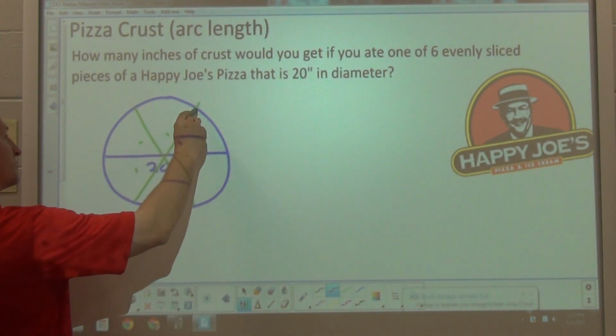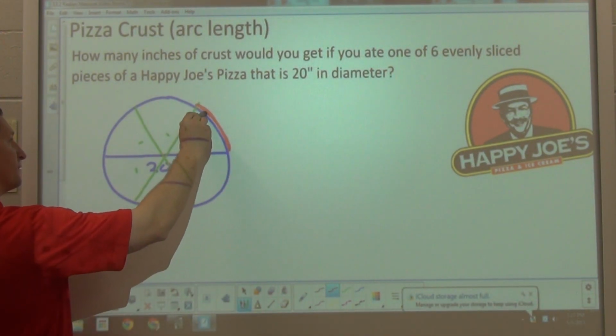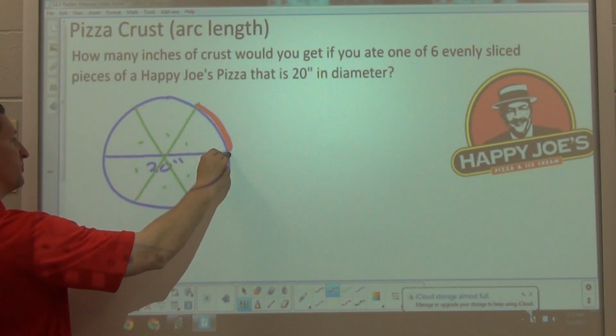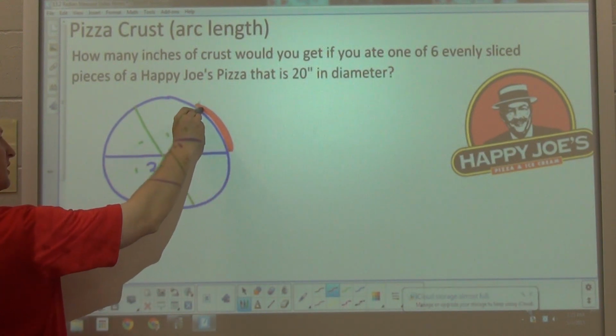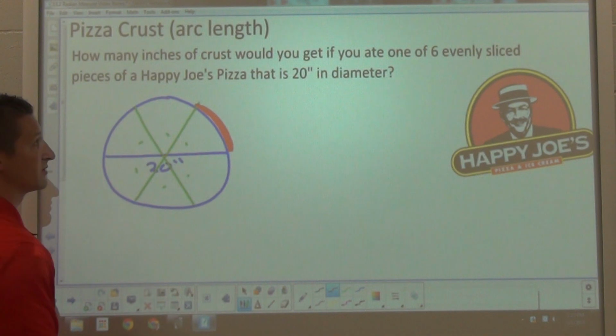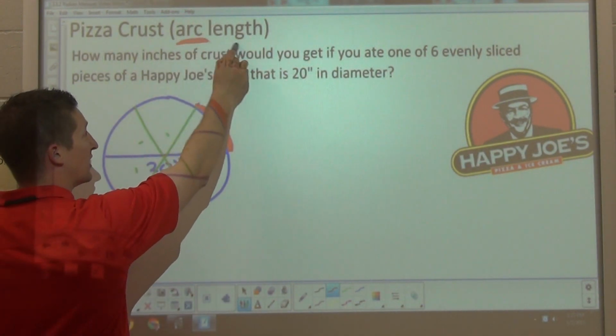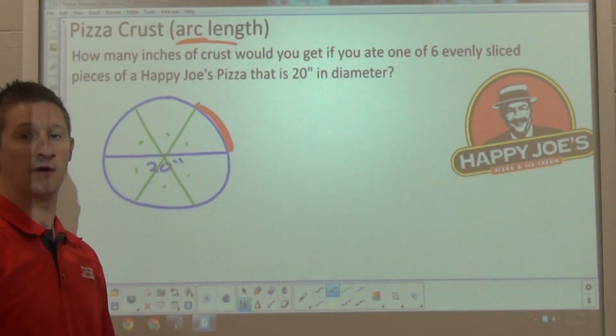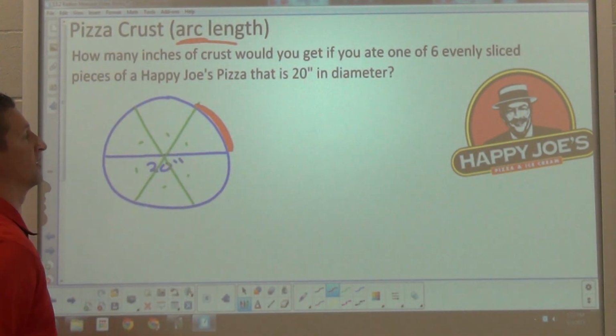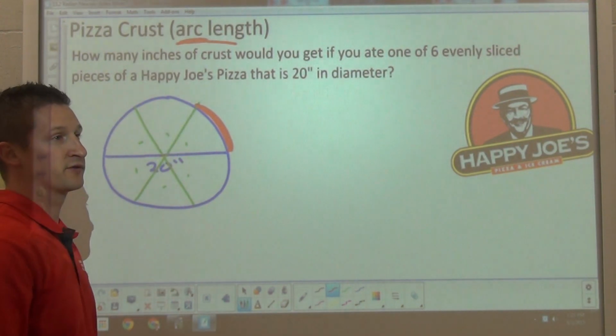Well, what I'm trying to figure out then is right here. How much crust? Well, that's going to be a portion of the circumference. So an arc is going to be a portion of my circumference. So what I'm finding in this problem is an arc length. Now, there's a couple ways to do this.